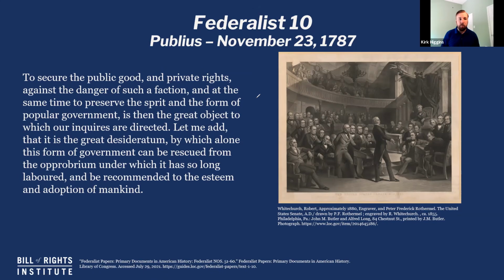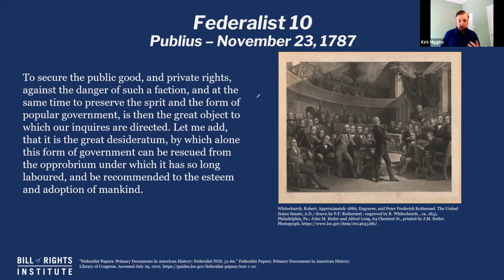So one of the concerns is whether that centralization of power is going to threaten the rights of individuals within the states. And so Publius says this: to secure the public good and private rights against the dangers of such a faction, and at the same time preserve the spirit and form of popular government, is then the great object to which our inquiries are directed.